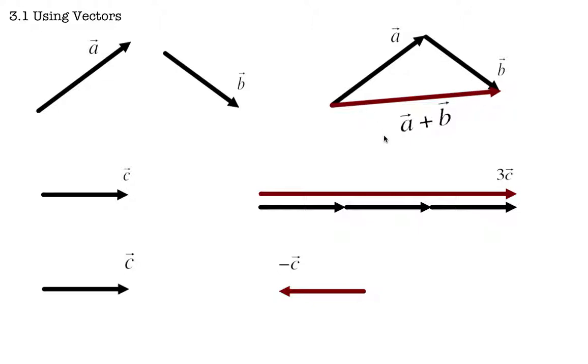And in doing so, we see the resultant, vector A plus B, the addition of vector A plus vector B. It's shown by this red arrow here. It starts at the beginning of this chain of vectors and points to the end of the chain.